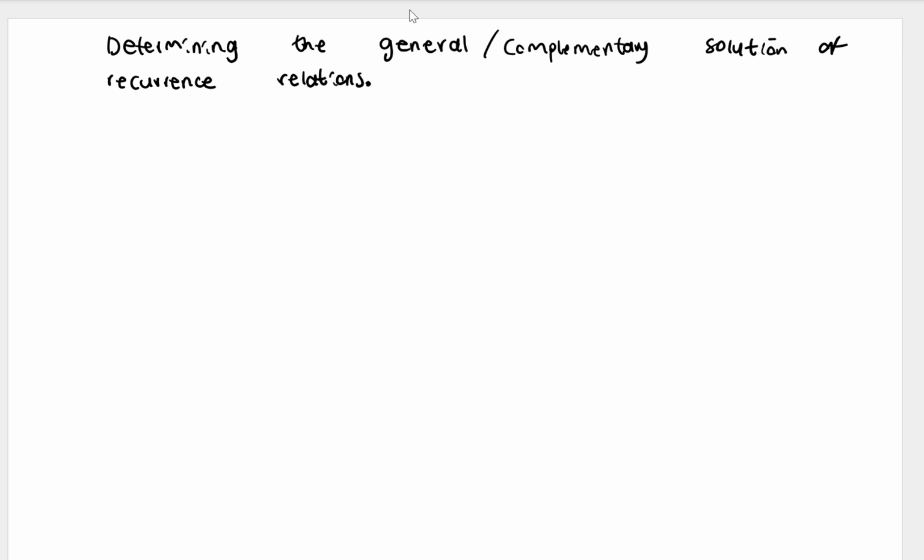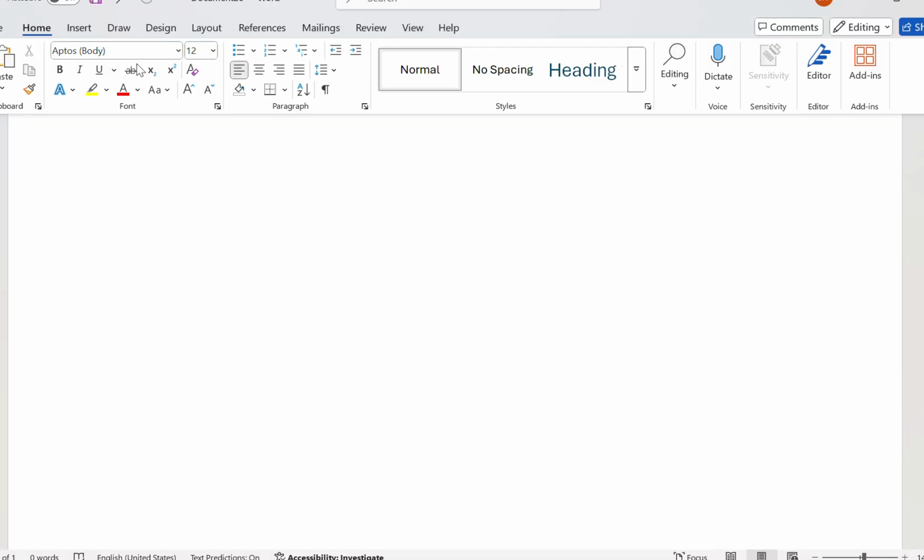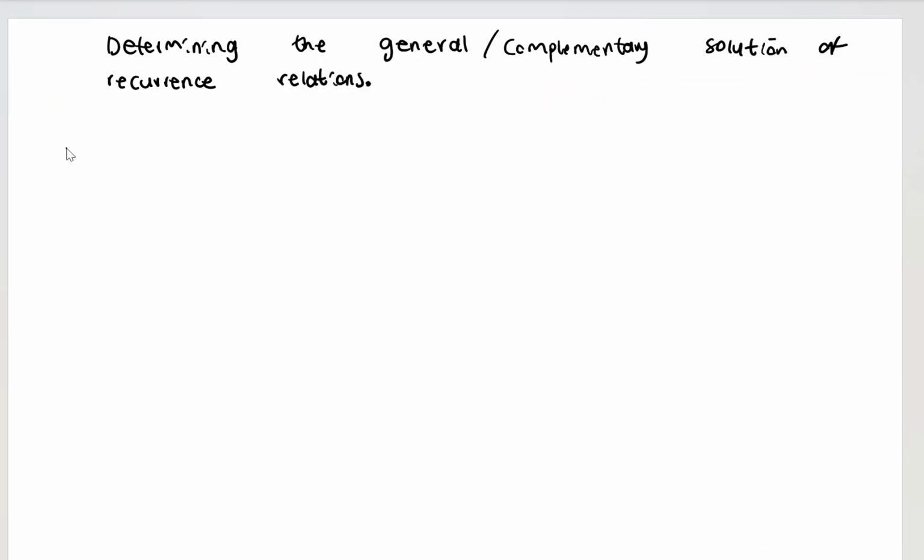In this lesson, we're going to be learning how to determine the general or the complementary solution of a recurrence relation. The method which we're going to use here is the method of undetermined coefficients.